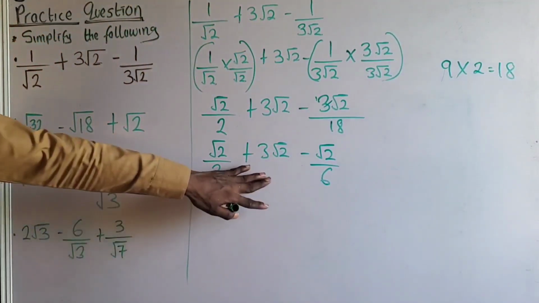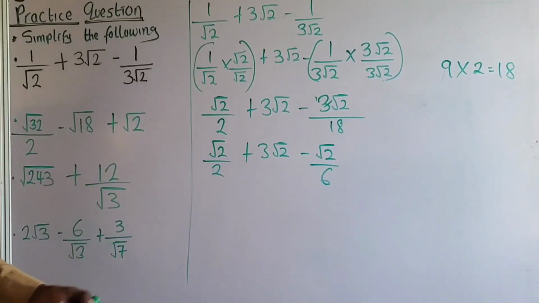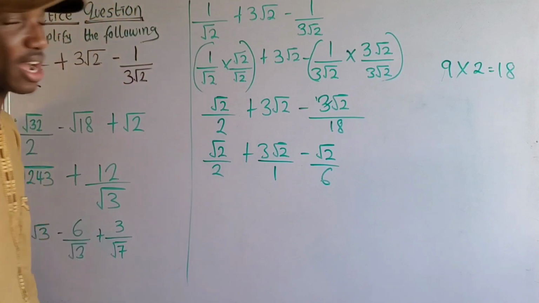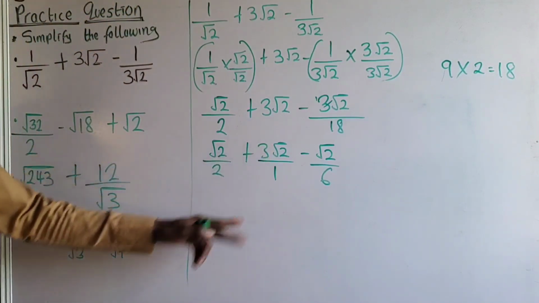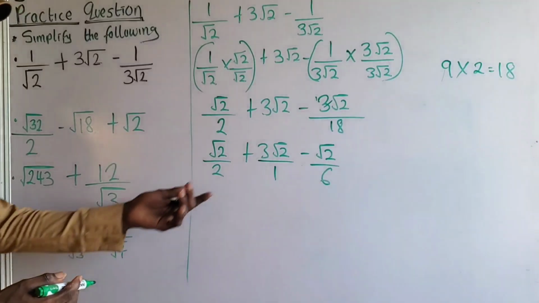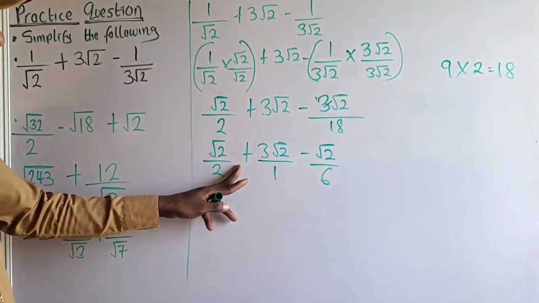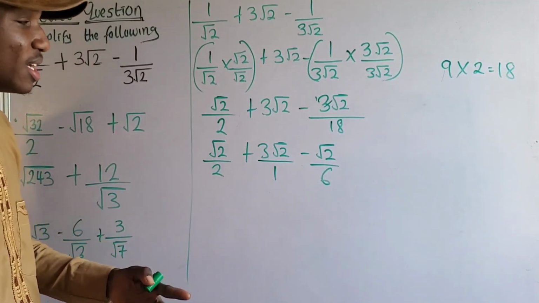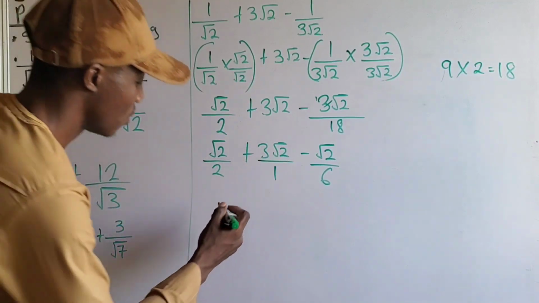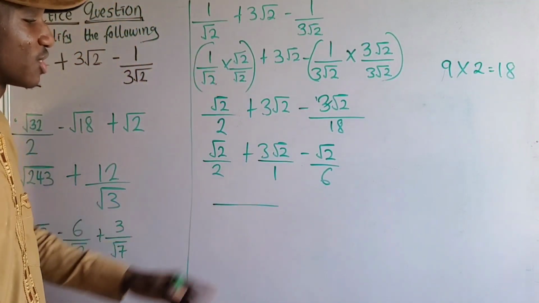Okay, now having gotten to this point, we can now take the LCM of this fraction. Let us say this over 1. Are you getting it? 3 root 2 over 1 is only the same thing as 3 root 2. So now, using BODMAS, we have to first deal with the fraction that has an addition sign in between them. So this is root 2 over 2 plus 3 root 2 over 1. So the LCM of both fractions is 2.